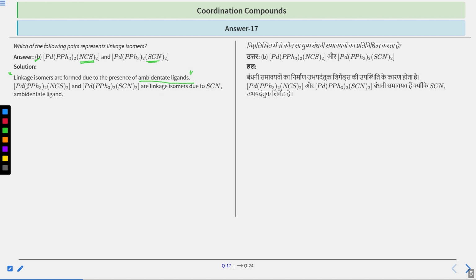So you can see that the two palladium complexes, with NCS and SCN, show linkage isomerism due to the presence of SCN, which is an ambidentate ligand. Right, and thus option B is the correct answer. Okay, let's move on to the next question.